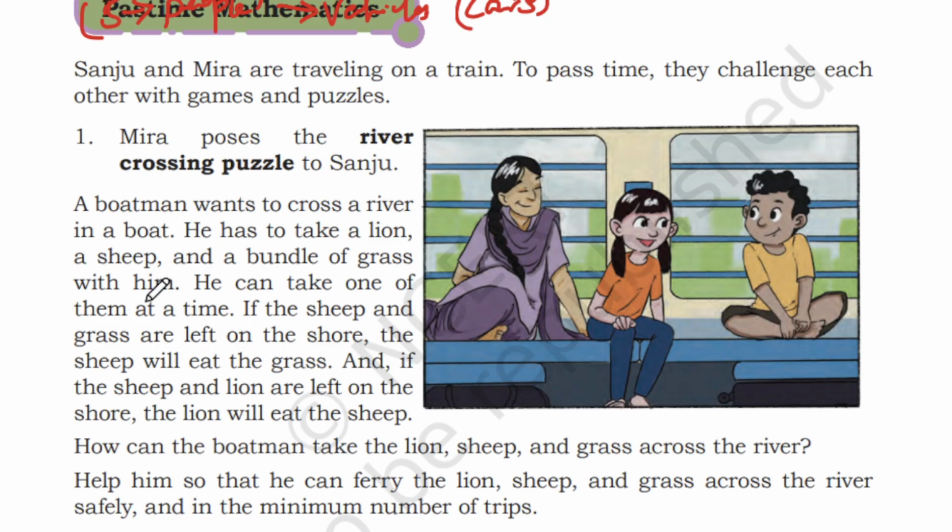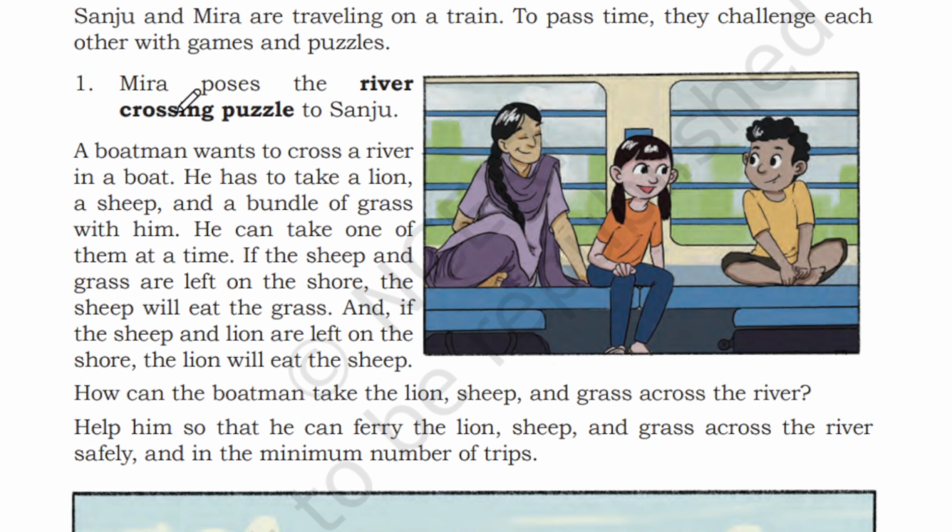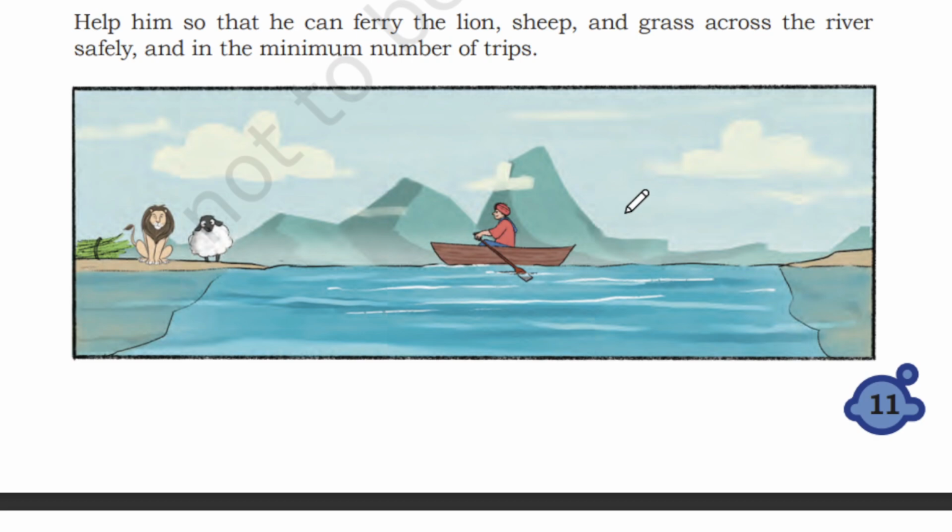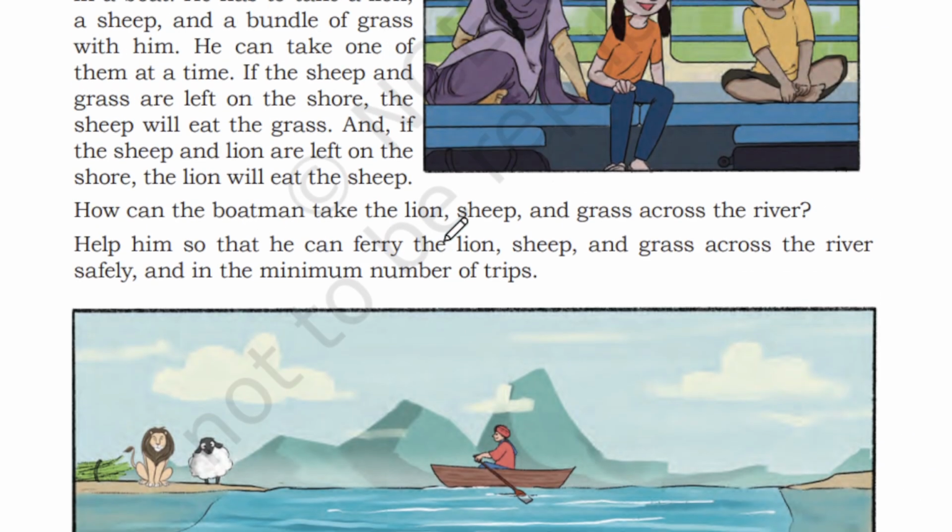They challenge each other with a game puzzle. So they are playing a game here. So Meera poses the river crossing puzzle to Sanju. So this is the river crossing puzzle. A man is here and we have a grass, a lion and a sheep.